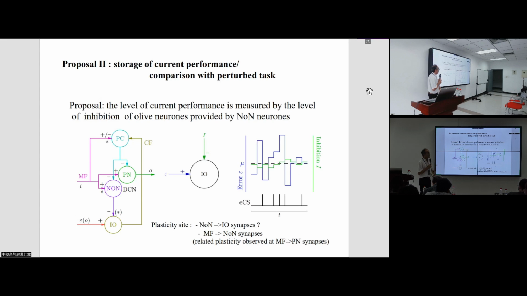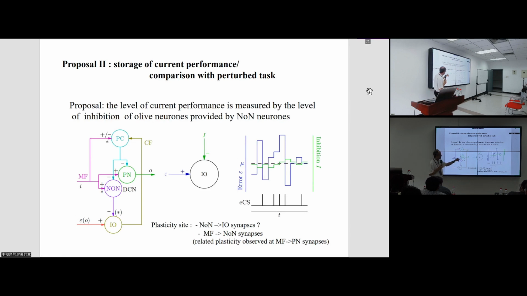Okay? So the idea is that basically the performance would be a comparison between the inhibition of the olive that is given here and the error. Yes? Sorry, what exactly is the NOI here? Nuclear olivary neurons, which are neurons in the deep cerebellar nuclei that target the olive. Okay? And so these are well documented in people.